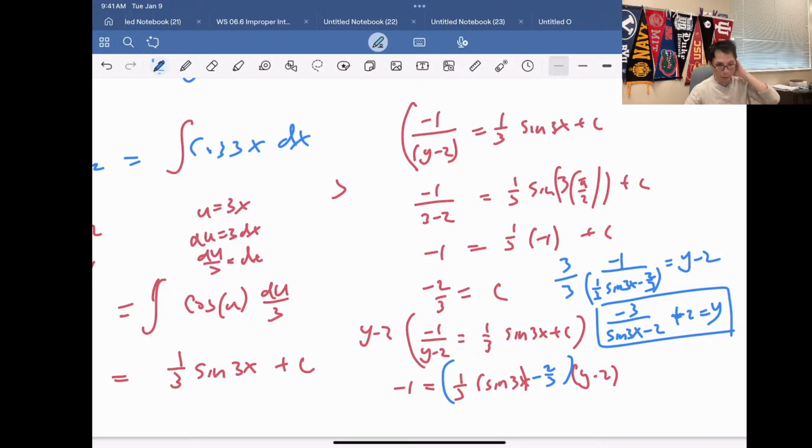Your C is probably 2. My C is 2 over 3. But it doesn't matter, because after I find a value of C, I'll just do the math all the way to the end. If I do it correctly, that's just the algebra part. This will be the advanced algebra part that you have to get right.